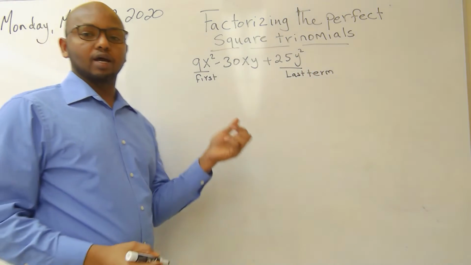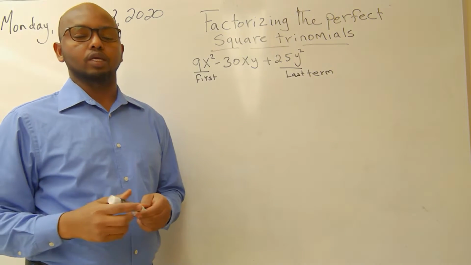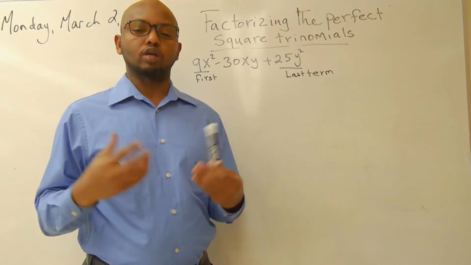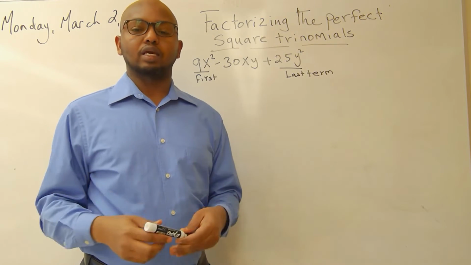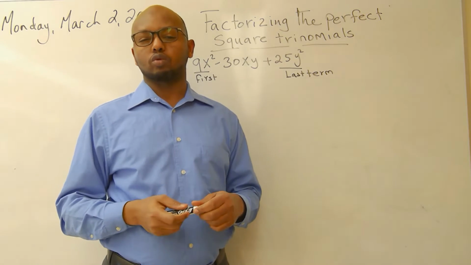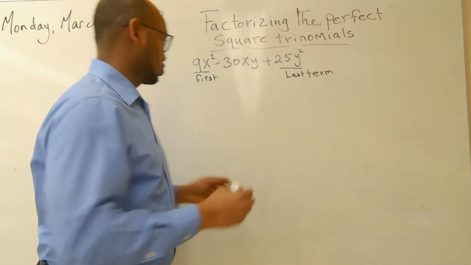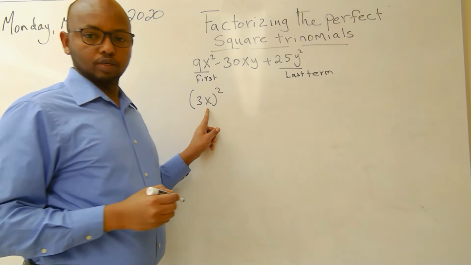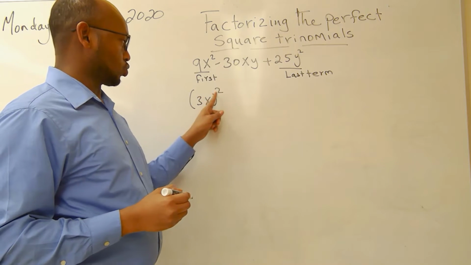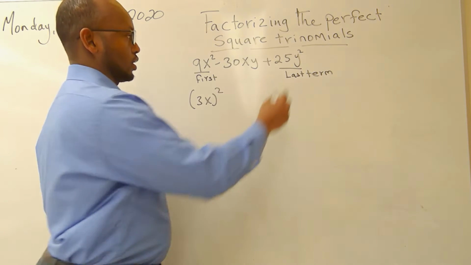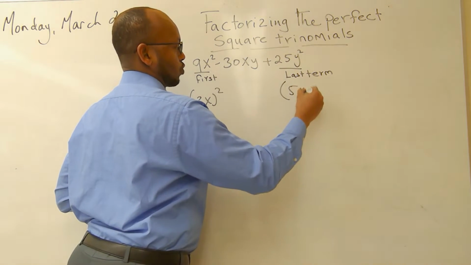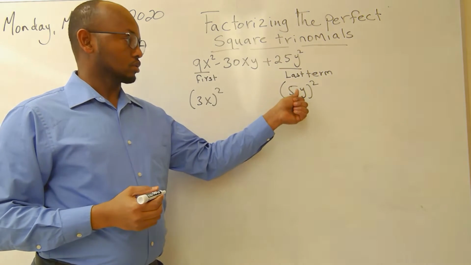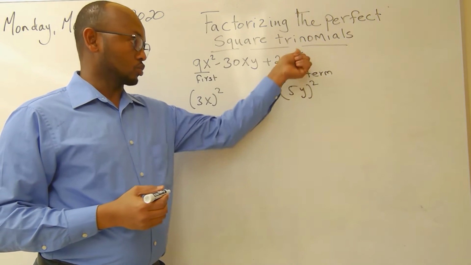We check if they are perfect squares. What I mean is, if I square root this one, can I get a perfect number? The square root of 9 is 3, so that is a perfect square. So we make this one 3x squared. 3 squared is 9, x squared gives x squared, and here also 25 becomes 5y squared: 5 squared, and y squared is y squared.